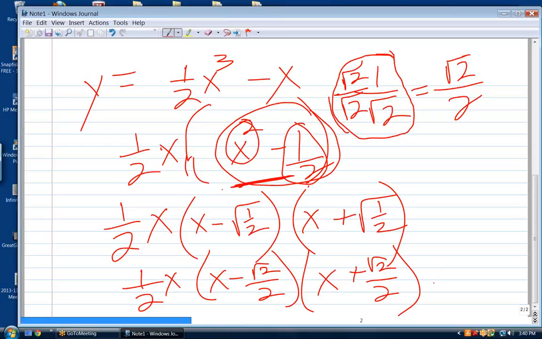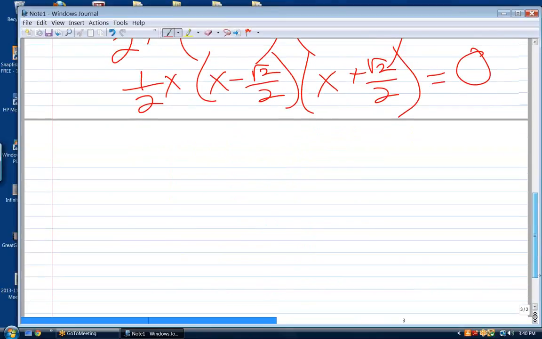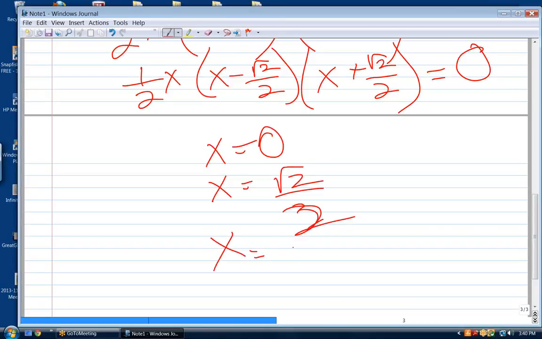And if we're finding the zeros, then we're going to let that equal to 0. In other words, the zeros for a function occur when y is equal to 0. Okay. So what are my zeros here? They're going to be 0, positive root 2 over 2, and negative root 2 over 2. Good. All right. Okay.